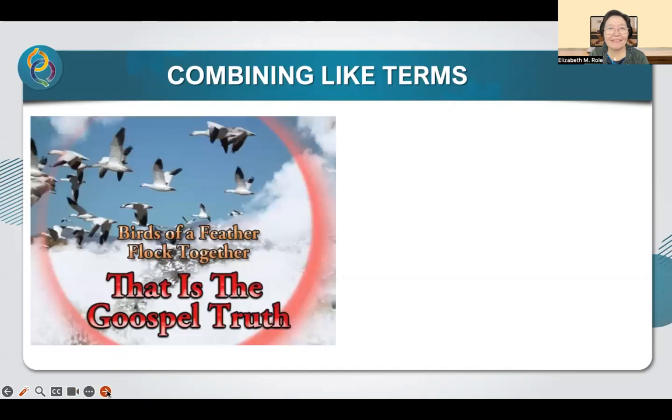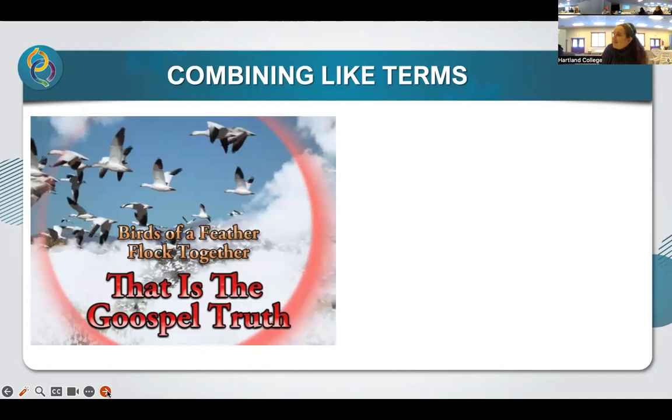Okay. I just want you to remember that when we talk of combining like terms, only like terms are easy to combine. And I think, is it a cliche or whatever? Birds of a feather flock together. And someone says that is the gospel truth.